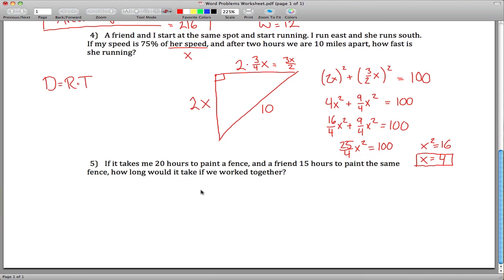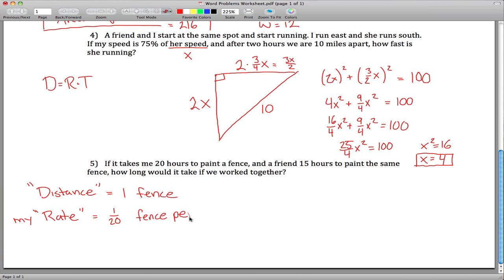All right, moving on to the last problem. Not a whole lot of room here. The fence problem. It takes me 20 hours to paint a fence. It takes someone else 15 hours to paint that fence. How long would it take if we worked together? The trick to this one is thinking about it as a distance equals rate times time problem, where the distance, maybe this needs quotation marks, would be one fence, and my rate: it takes me 20 hours to paint a fence, so my speed of painting here would be 1/20th of a fence per hour.